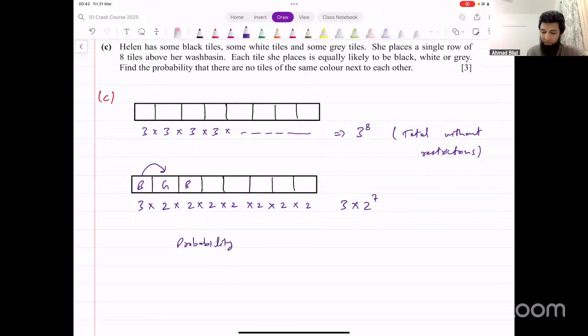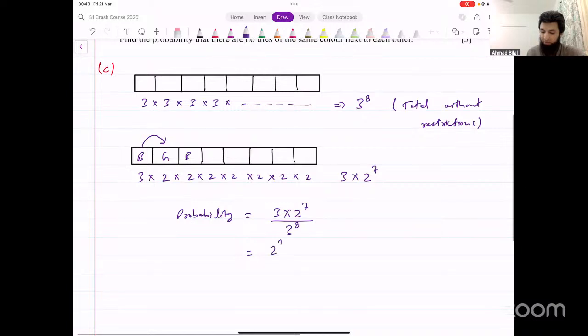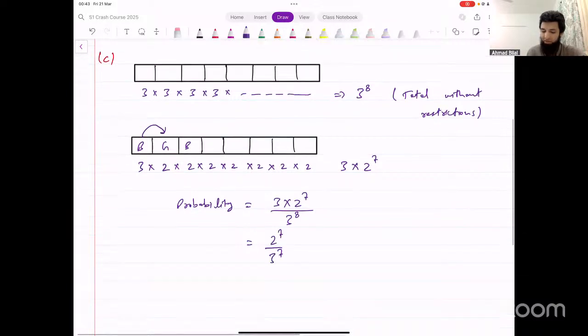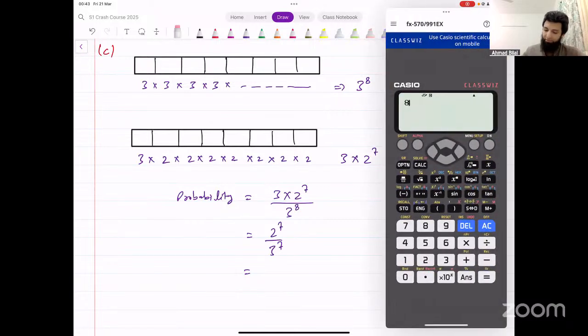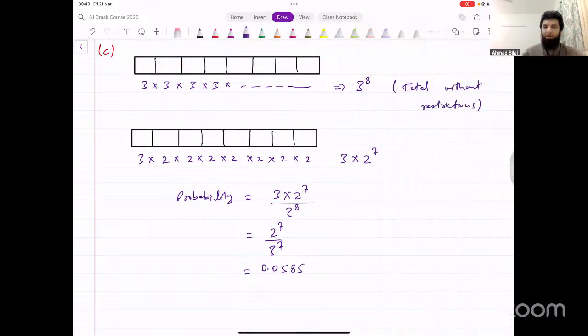What is the probability going to be? 3 into 2 raised to power 7 divided by 3 raised to power 8, and that gives you 2 raised to power 7 over 3 raised to power 7. You can see what that turns out to be. Just put this on your calculator and see what that is. That's 0.0585. That's the probability that we were looking for.